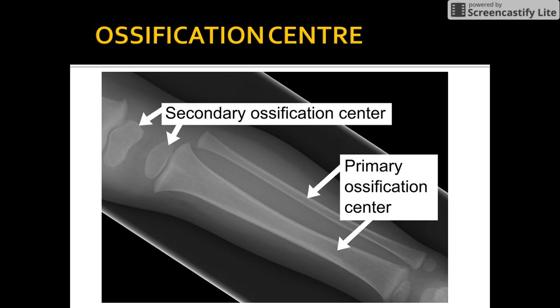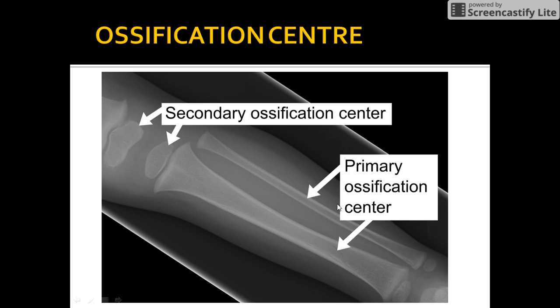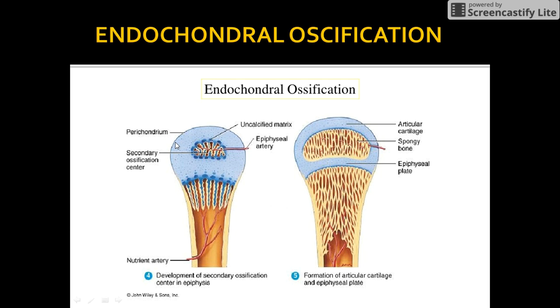So when the child is inside the womb, there is formation of the primary ossification centers. First, the bones are formed in the form of cartilage, then ossification starts. Where the ossification starts first is the primary ossification center. And when ossification starts after birth, these are the secondary ossification centers.